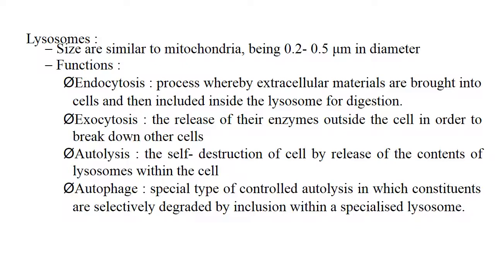Exocytosis is the release of their enzymes outside the cell in order to break down other cells. Autolysis is self-destruction of the cell by release of the contents of lysosomes within the cell. Autophagy is a special type of controlled autolysis in which constituents are selectively degraded by inclusion within a specialized lysosome.